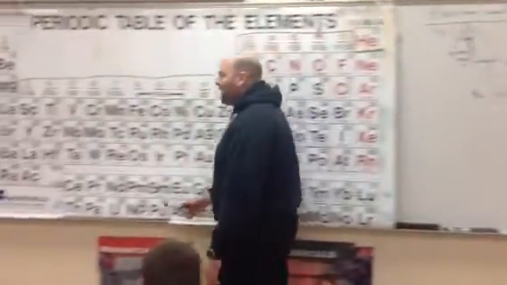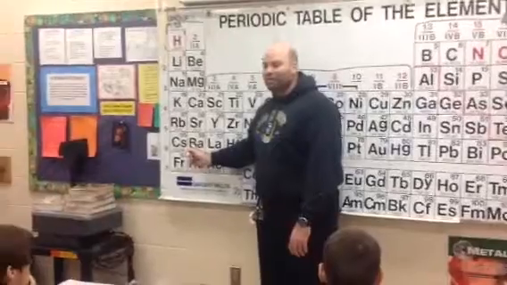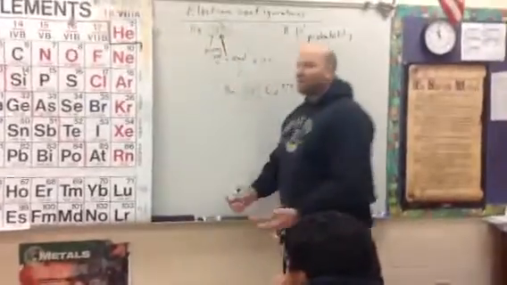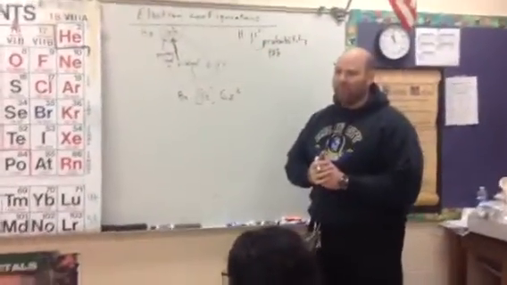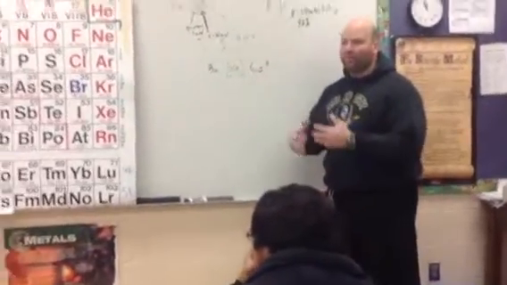And then what are we going to put after that for barium? 6s2. So this is the electron configuration for barium. Is that going to save you a lot of time? Yes. Okay. By the way, you guys might remember this. All this stuff is tied together.